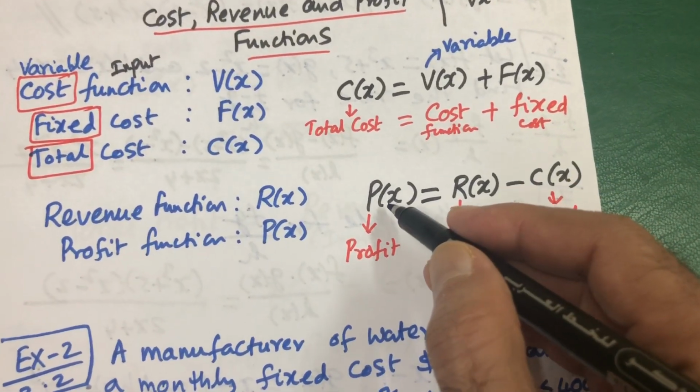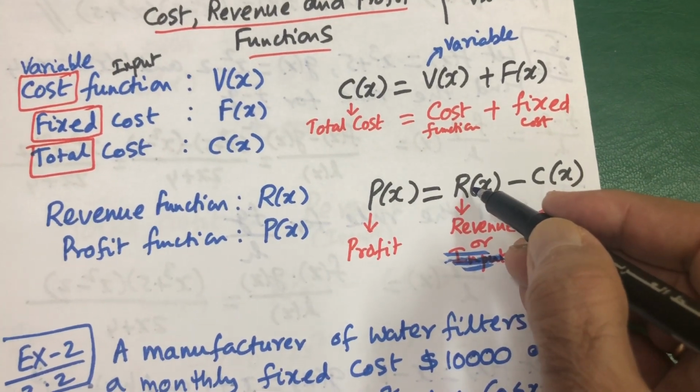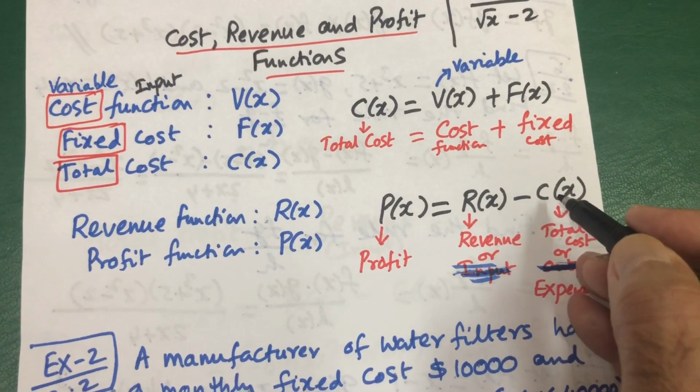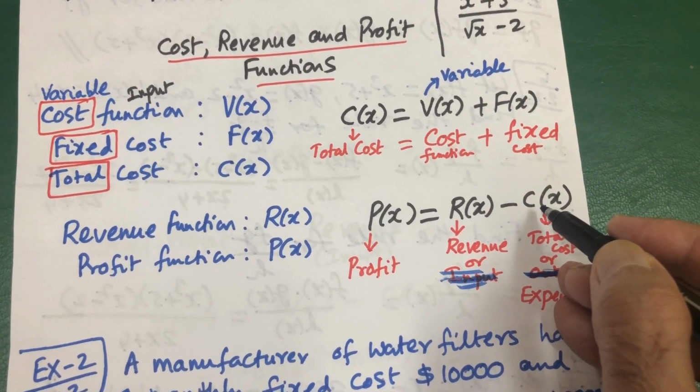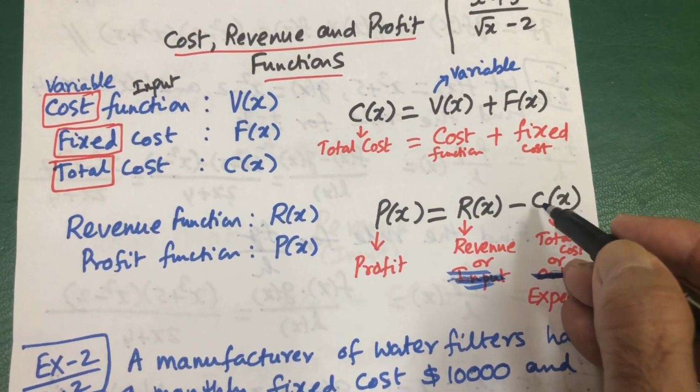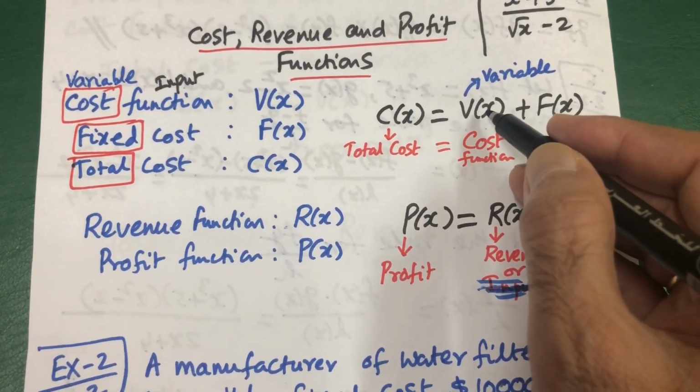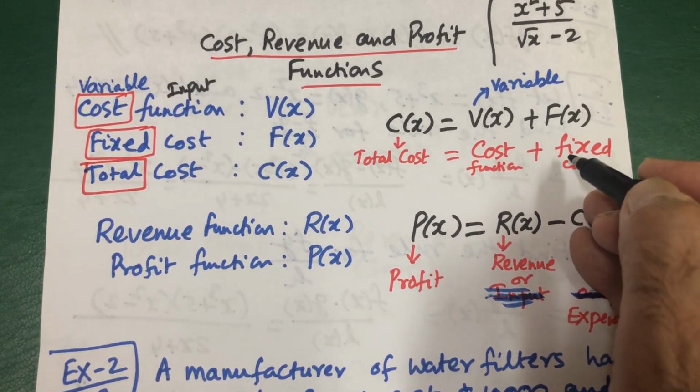I repeat, this is profit, this is revenue, this is cost. Revenue means what comes into your pocket. Cost means what you spent on the business. And this cost is divided into two values. Total cost is equal to variable cost plus fixed cost.